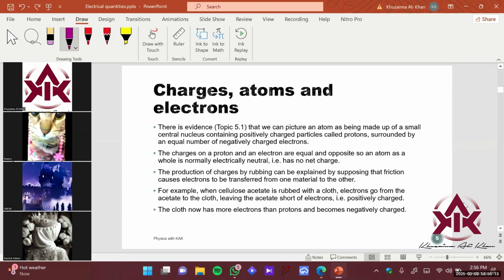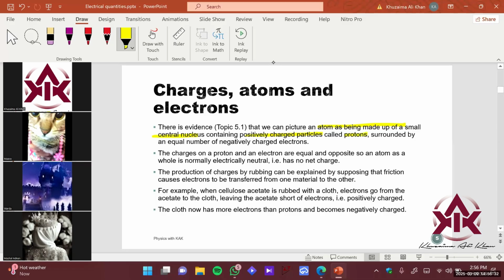So let's quickly go through the structure, this theory, which is just what we have discussed here. The evidence is that we can picture an atom as the smallest part of anything. It contains the central nucleus, which is positively charged.